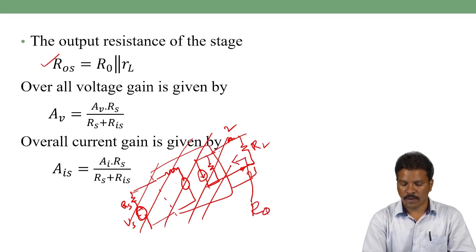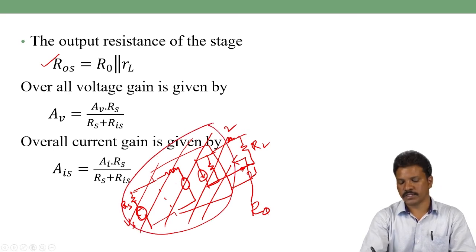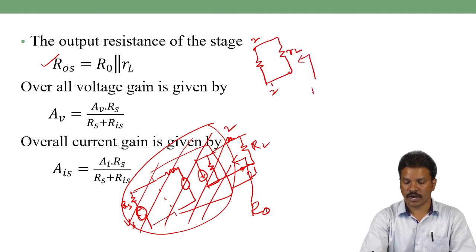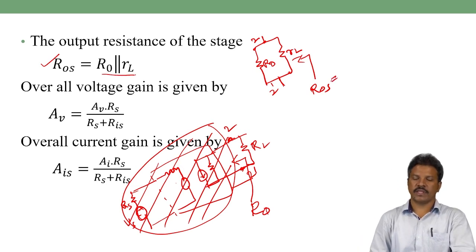Now we replace the entire output network with a simple R0, and the 2 and 2 dash terminals are connected with the load RL. What is the total output resistance ROS, the output resistance of the total stage? This is nothing but R0 in parallel with RL. So ROS is equal to R0 in parallel with RL.